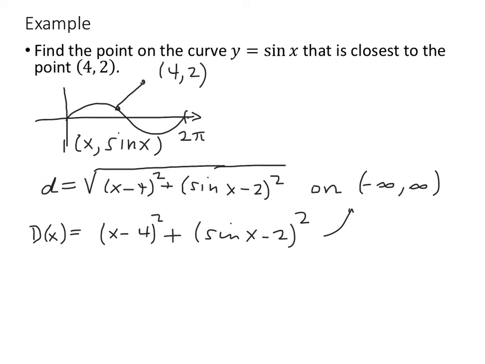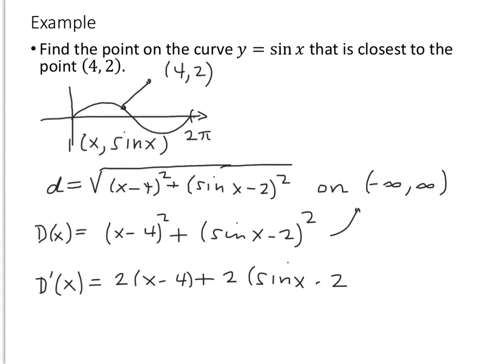And, well, the next step, of course, in this whole process is to examine the derivative. So if we look at D prime, what do we get? Well, we get 2 times (x minus 4). That's the derivative of the first bit. And then for the second bit, we bring down the 2, we leave the inside alone, and then we multiply by the derivative of the inside, which is cosine of x. And then, what do you want to do? Well, this derivative is defined everywhere, so what you do is now just check to see where it's equal to 0.